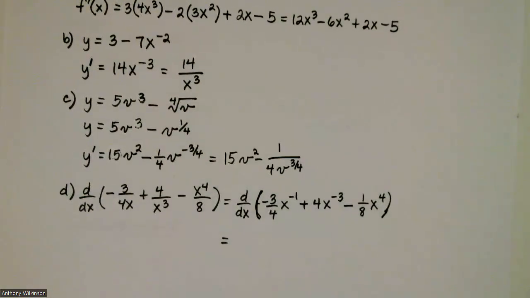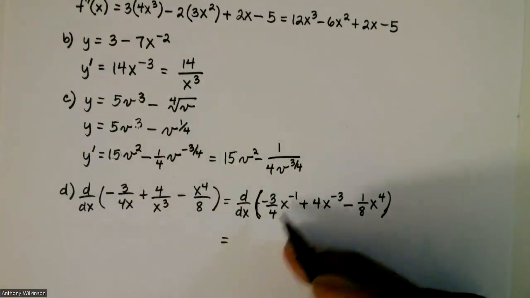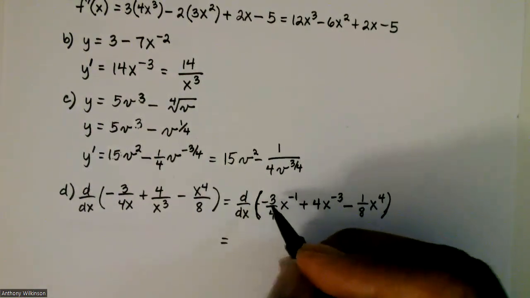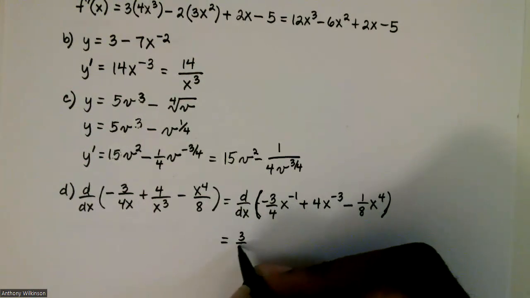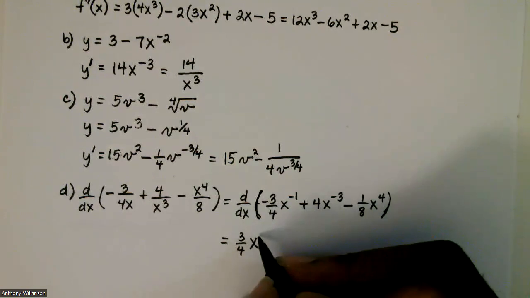All right, so now let's take the derivative. Okay. So for the negative 3/4 x to the negative 1, I'm going to bring the negative 1 over and multiply that by negative 3/4. That would be a positive 3/4. Copy the x down to the negative 1 minus 1 will be negative 2.